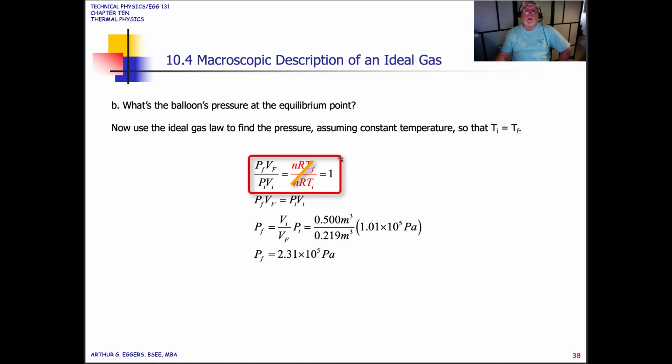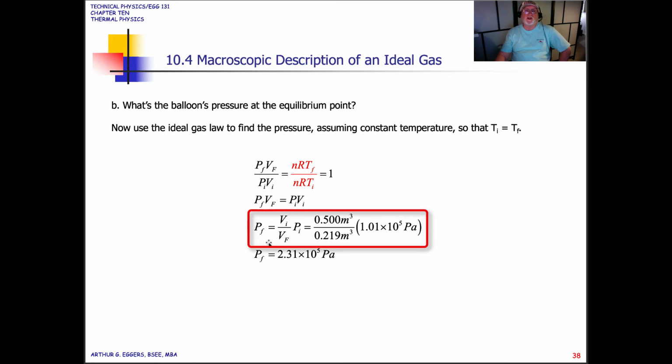So that's the equilibrium point. We can separate our terms, final and initial, rearranging for pressure final, which equals the volume initial over volume final times pressure initial. Insert our terms: half a cubic meter over 0.219 cubic meters times the atmospheric pressure, 1.01 × 10^5 Pascal, and we end up with a final pressure where the balloon is at equilibrium of 2.31 × 10^5 Pascal.